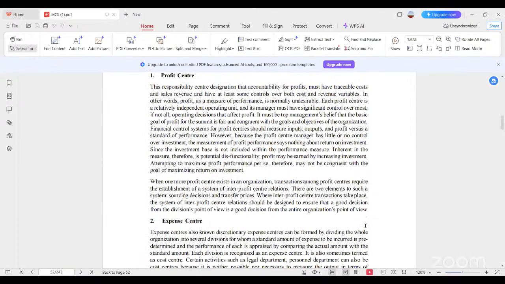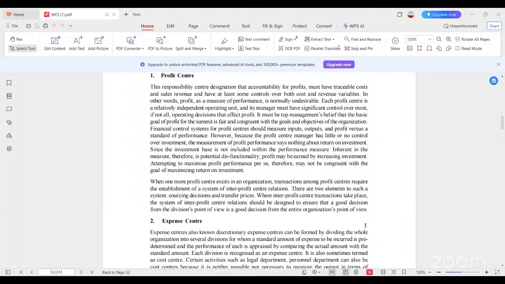And what are the characteristics of a profit center? Traceable costs and revenues. That means the manager can identify both the costs that are incurred and the revenues that are earned by the unit. Then you have your independent operating unit, where each profit center operates with some autonomy, and you will have an alignment with your organization goals, where profit maximization should be consistent with overall company objectives. Then performance measurement, that is, inputs, outputs, and profits are compared against standards.